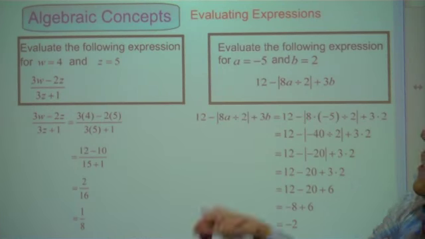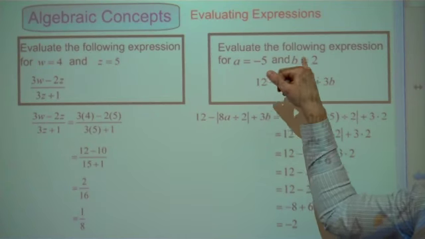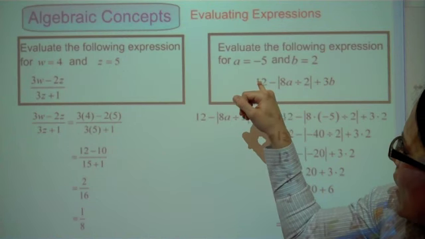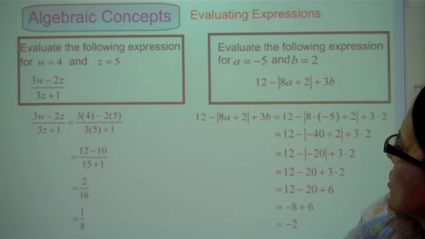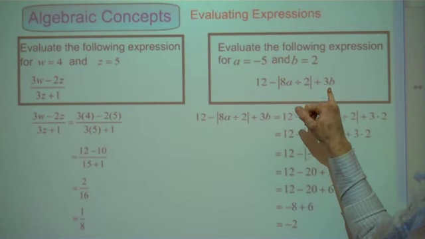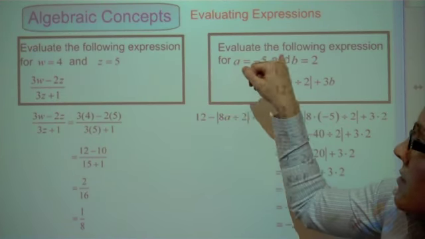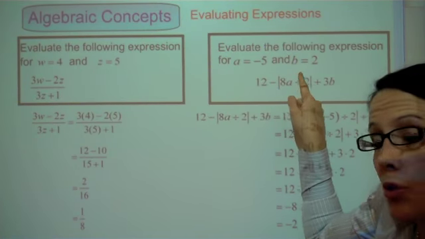Next example. Evaluate the following expression for a equals negative 5 and b equals positive 2. Here's our expression. 12 minus absolute value, 8 times a, plus 2, end of the absolute value, plus 3b. Let's plug and chug. Everywhere where you see an a is a negative 5. Everywhere where you see a b is a 2.